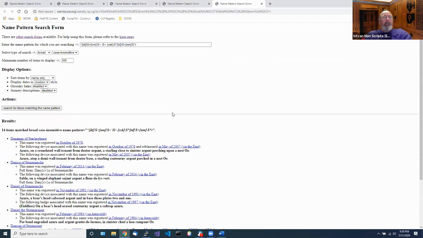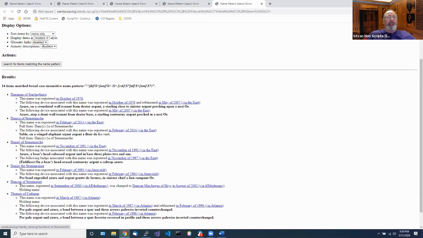Let's go look at what happens. 14 items. Less than I'd be comfortable with normally. Starlinghurst is not a conflict. Danica of Stonemarch is the instant submission. Daniel of Stonemarch is not a conflict because Danica and Daniel have a different number of syllables. Daniel, the Storm Praiser, is definitely not a conflict. Duncan of Stormsport, no. And Thomas of Cathnar. Sorry, it's kind of small.